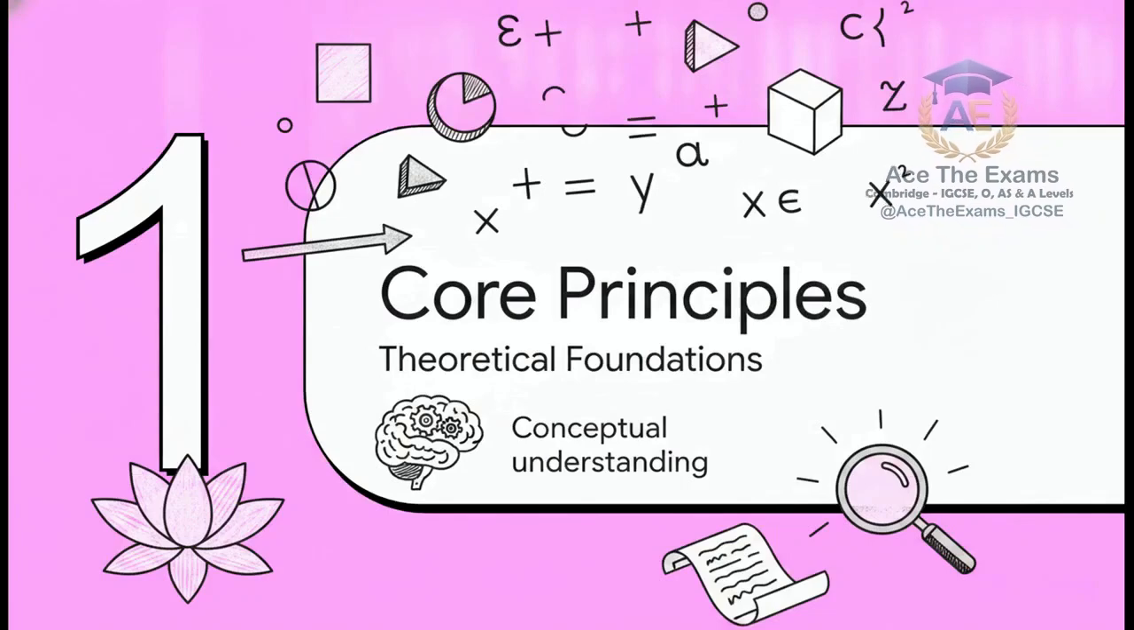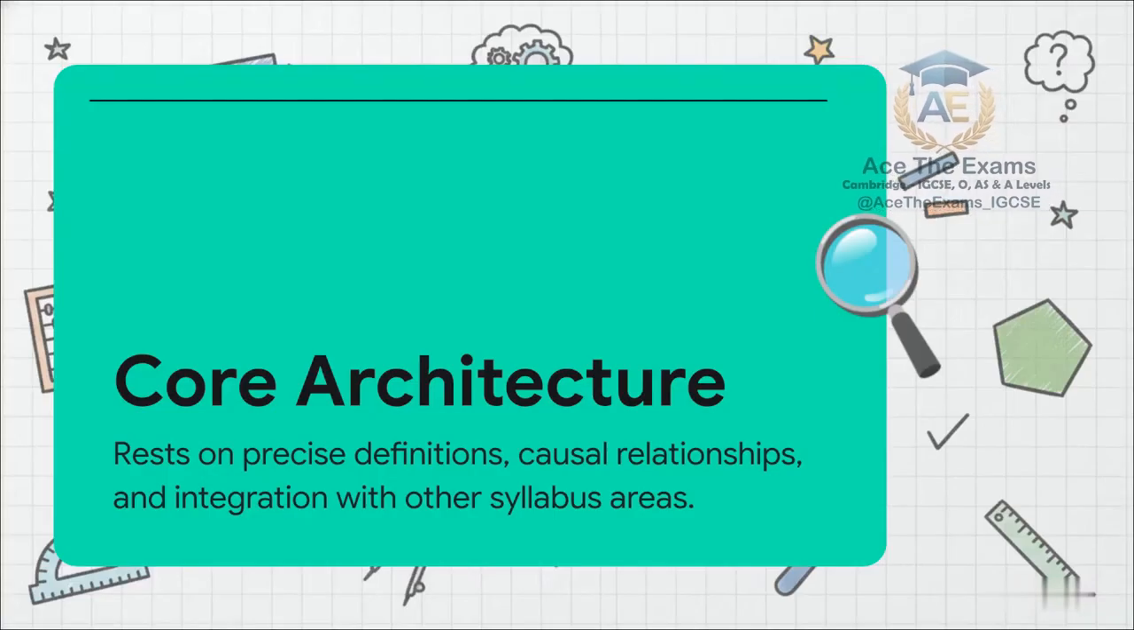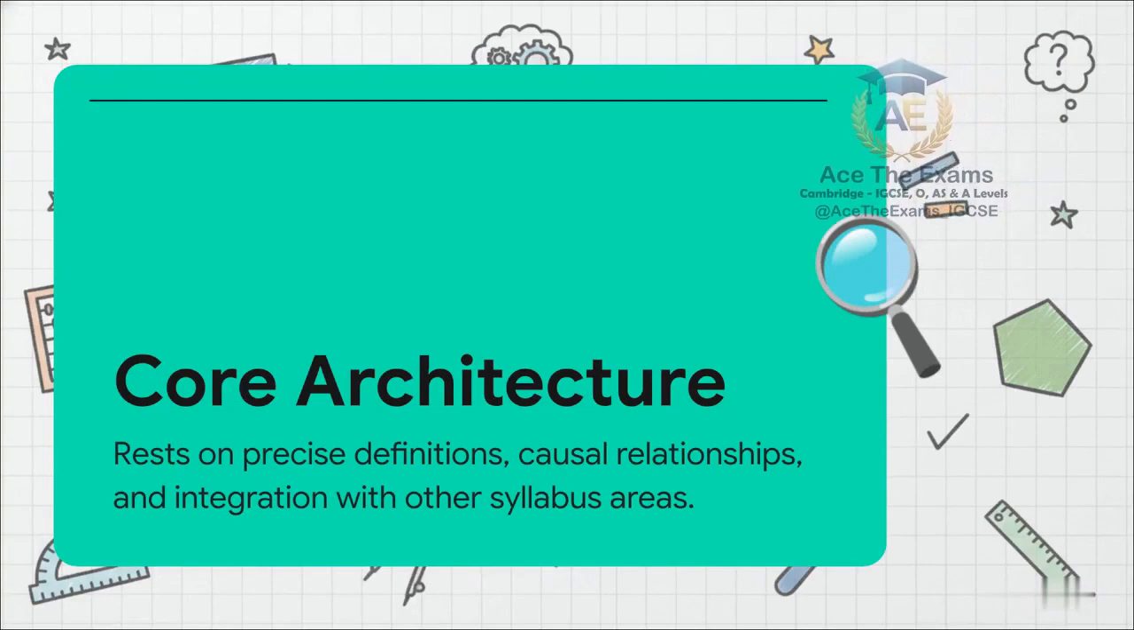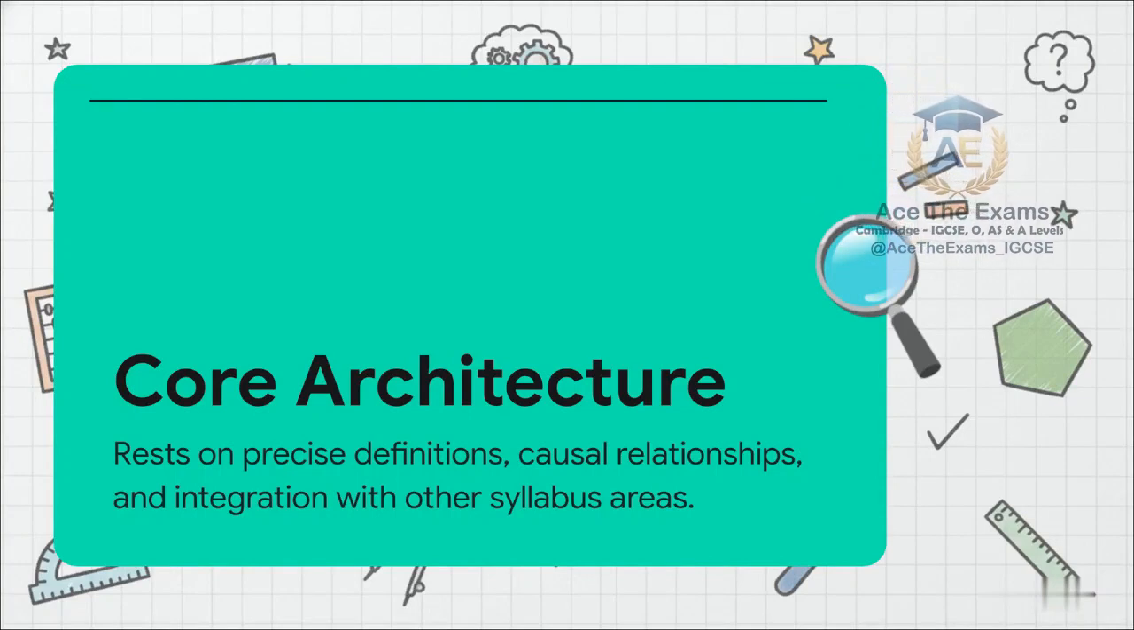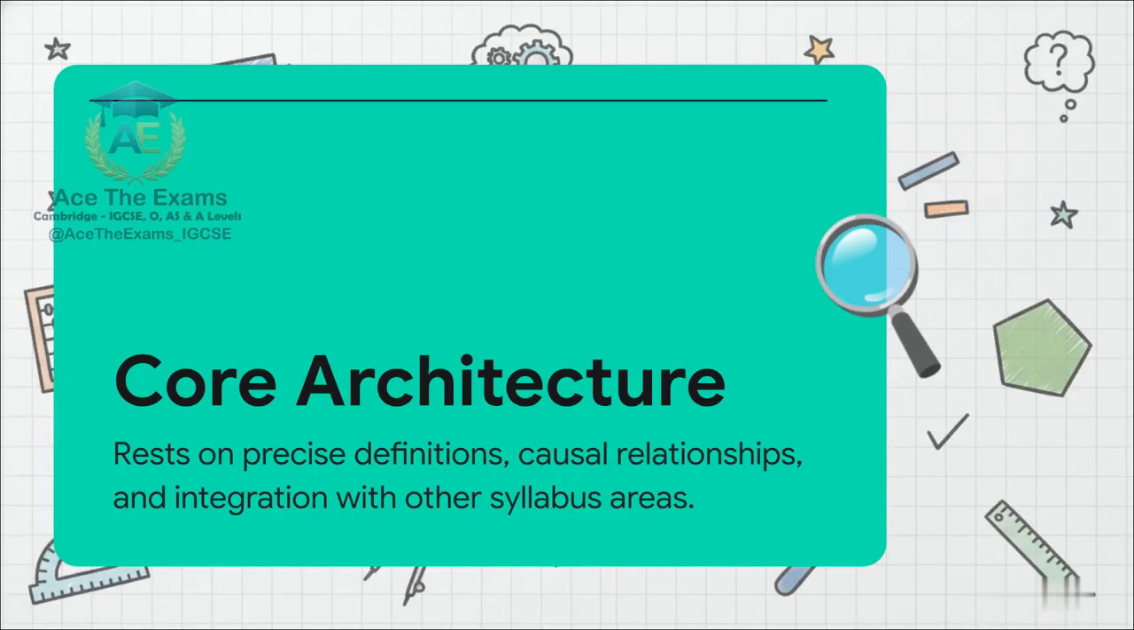Section 1, Core Principles. Before we even think about manipulating the equations on the page, we really have to ground ourselves in the theoretical architecture that Cambridge actually demands from you. We are looking to build a deep conceptual understanding that you can transfer smoothly to entirely unfamiliar contexts in the exam hall. The core architecture of these R forms rests heavily on three things: precise definitions, causal relationships, and cross-topic integration.